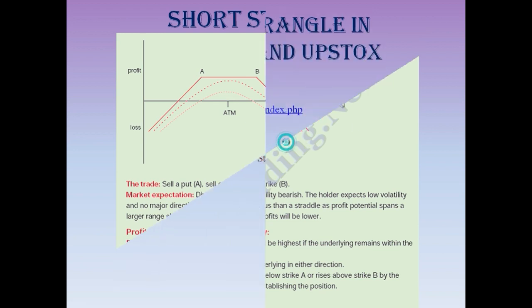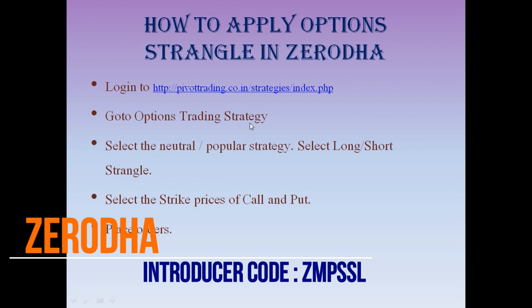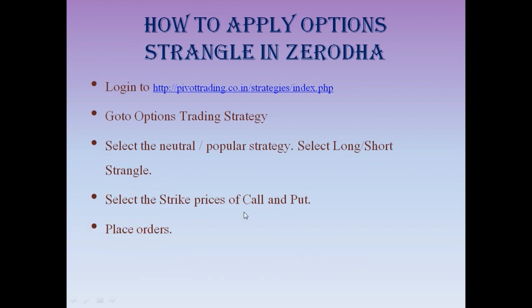Okay, let's see how we can apply this particular option strategy of strangle in Zerodha. So what you have to do is come to my website pivottrading.co.in strategies/index.php. Go to the options trading strategy, select the neutral or popular strategies section, and there you will find long or short strangle. Select the strike prices of the call and put, place orders. So let's see how we can do it practically.